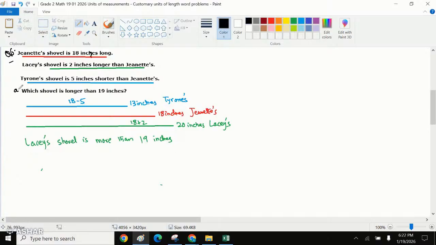Okay, if I add another question to this, if I say this is part A, let's do part B. Can we find the difference in the length of Tyrone's and Lacey's shovel? Okay, can we find the difference in their lengths?